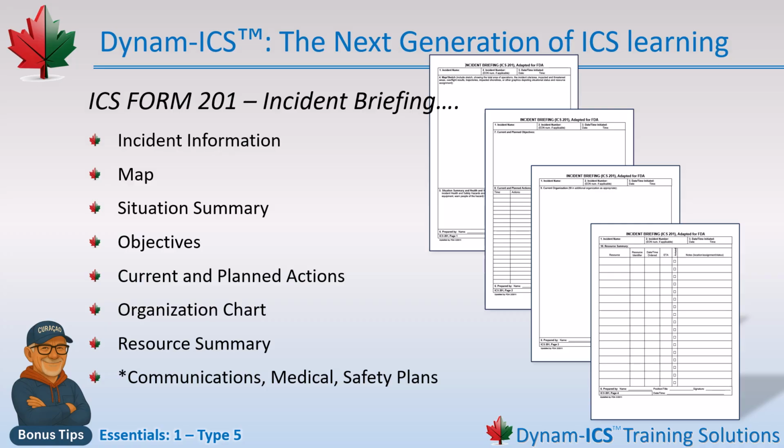The only thing that keeps a 201 from being a full incident action plan is the missing pieces. There's no place for a safety message, medical plan, or communications plan. So write them on the back of the page, or the other side of that pizza lid. And presto, you've just built your first IAP.